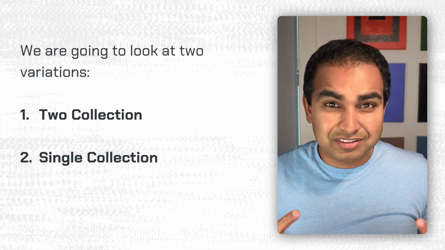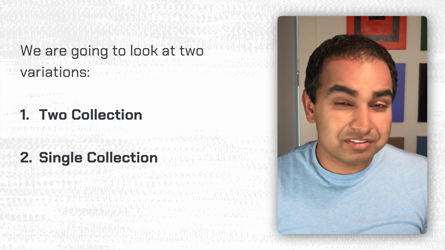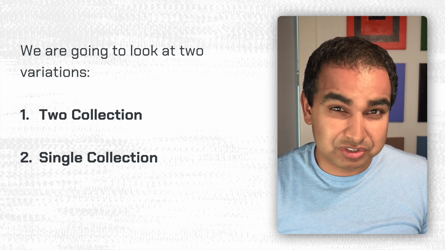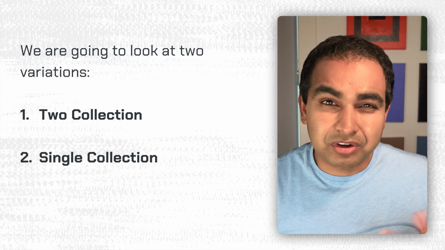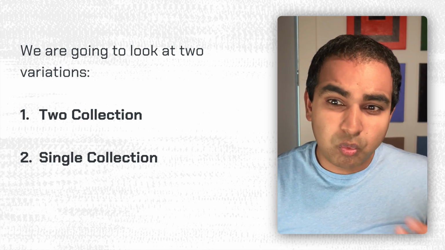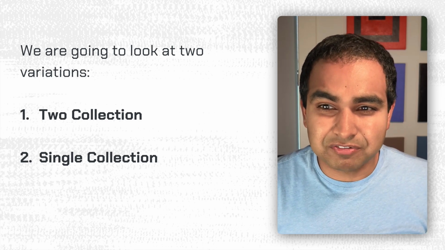The two variations, speaking of which, we're going to be looking at are the two collection variation of selection sort and the single collection variation of selection sort. And we'll talk about what makes those interesting and why we use one over the other by default in most cases.